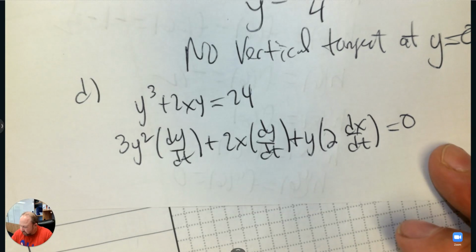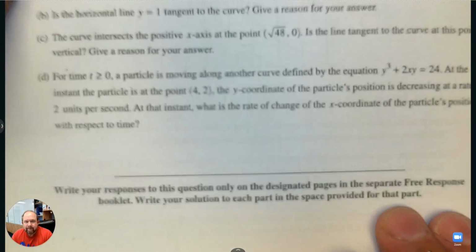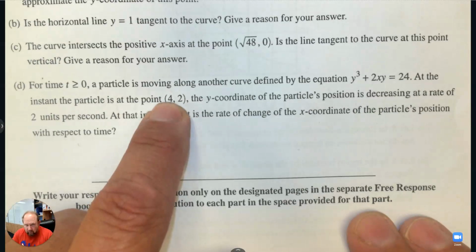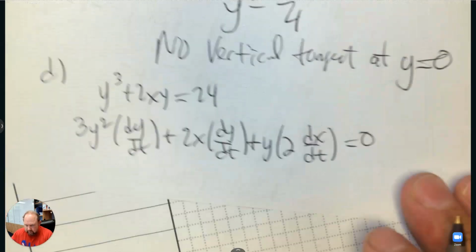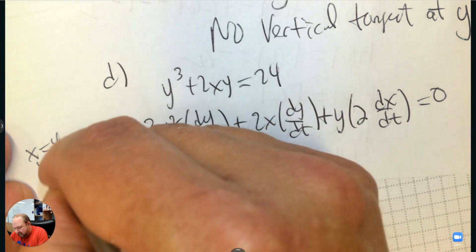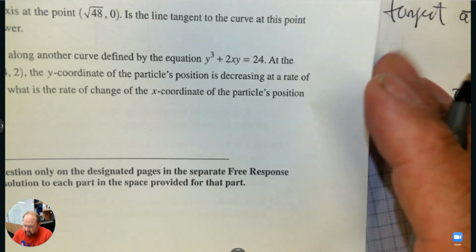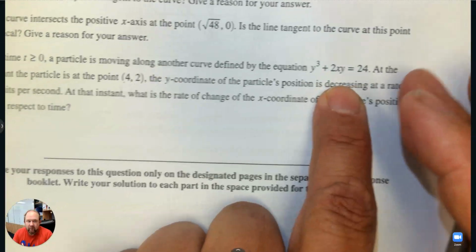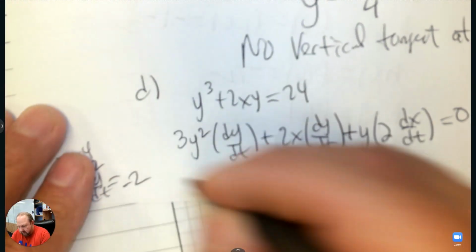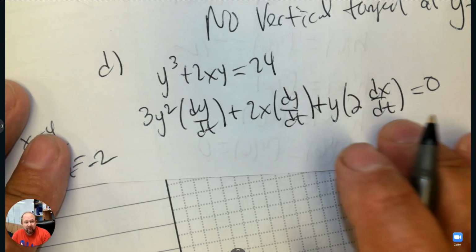And then in the question it has values to plug in. It says the particle, so x is 4 and y is 2. Then it gives me the instantaneous rate of change of y. It's decreasing, so the y-coordinate is decreasing at 2 units per second. That means dy by dt is -2. And what I'm looking for is the rate of change for x, so I'm looking for dx by dt.